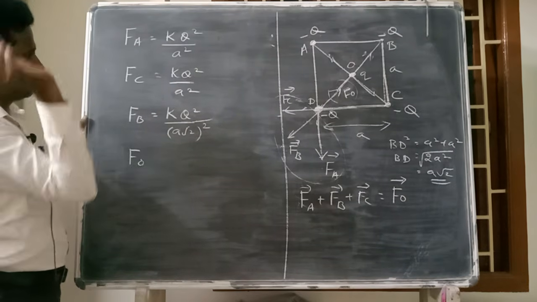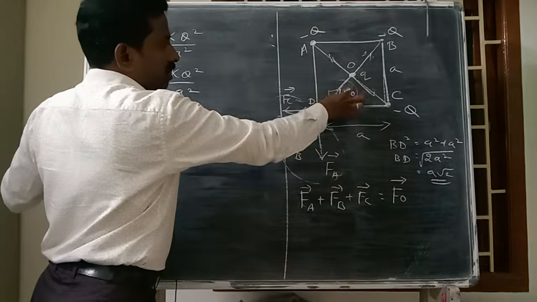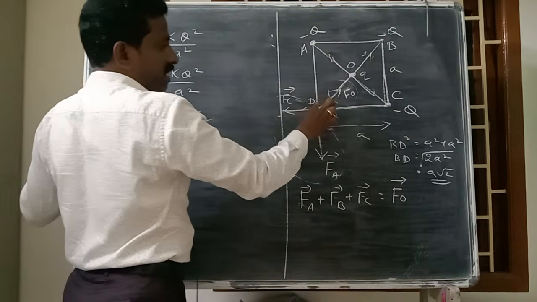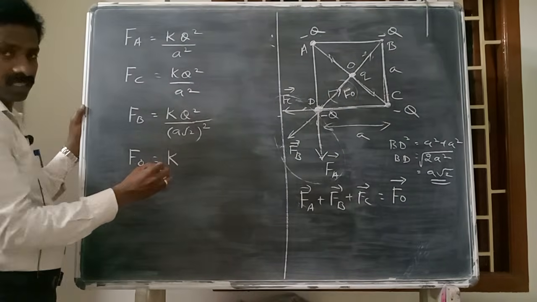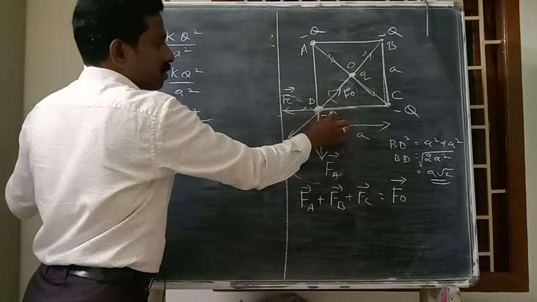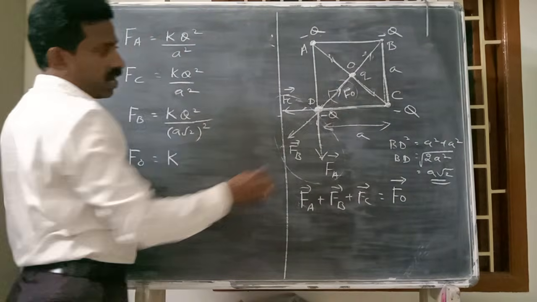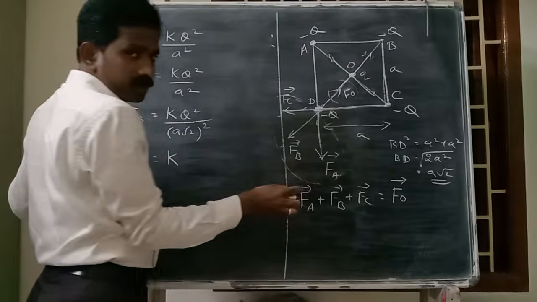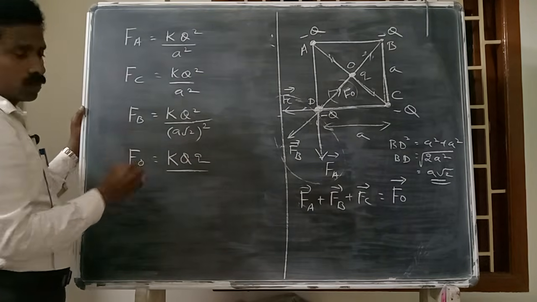F_O vector, that is the magnitude of F_O. F_O means the force acting on this minus q due to this small q. So constant k is there. Q into q, just see the value alone, don't see the sign. Capital Q into small q, that is q1 into q2 by r squared.